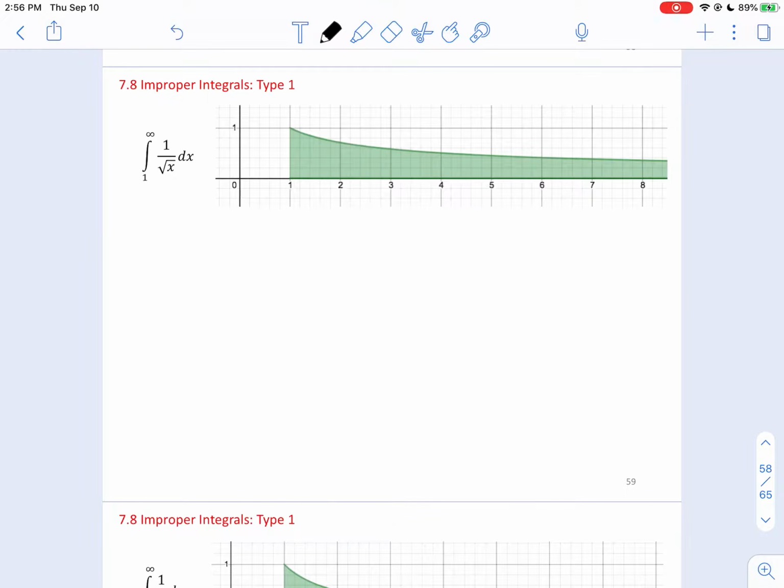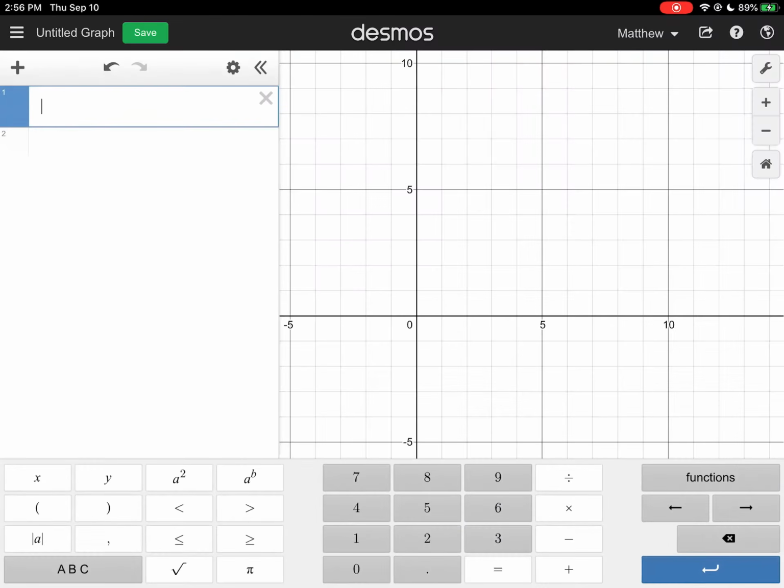I'm going to use Desmos to build an understanding of what's happening here. Keep in mind that this region keeps going this way. I couldn't show all of it, but we're trying to figure out how much green area there is. That's our goal, even if that region goes off forever. Show you a few things about Desmos.